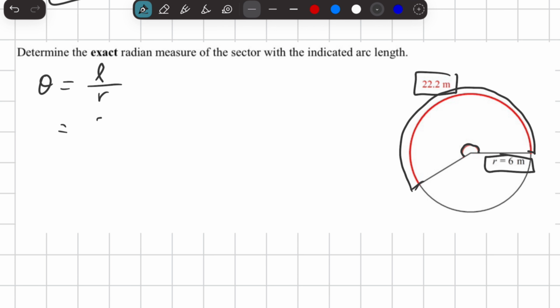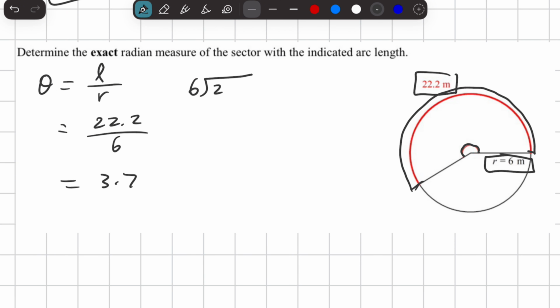So this is going to equal 22.2 over 6. And that is going to give us 3.7, I believe. You can do long division for this, actually, if you can't do that in your head. But anyways, 22.2. So it goes into 22 3 times. Take away 18 is 4. Bring down the 2. 7 times. Yeah, so it's 3.7. Okay. So it's going to be 3.7 radians.